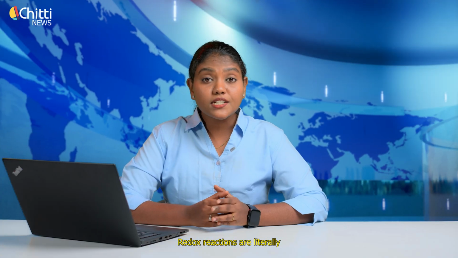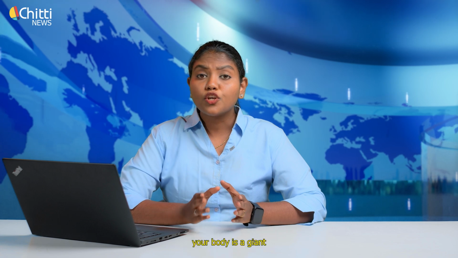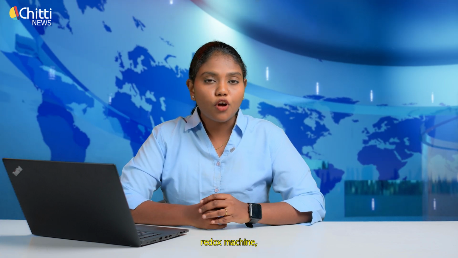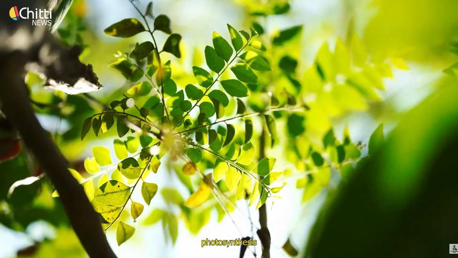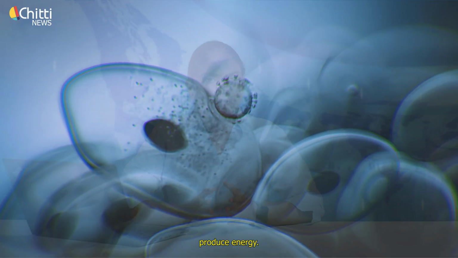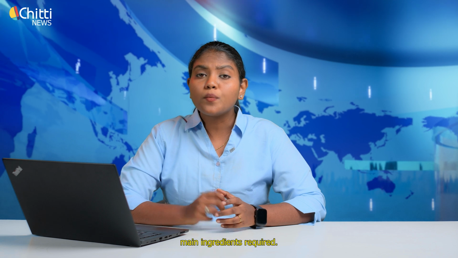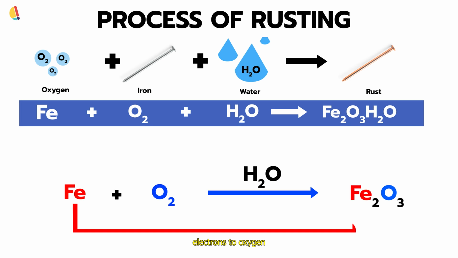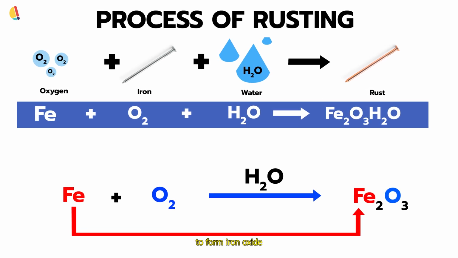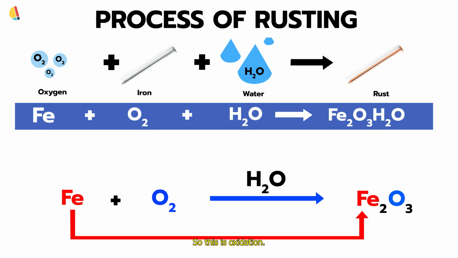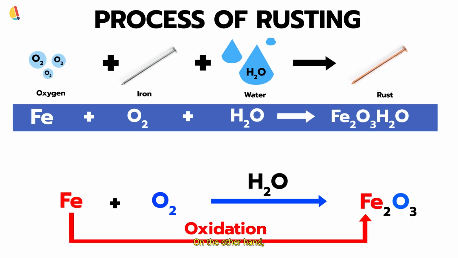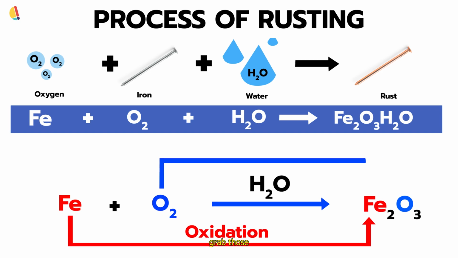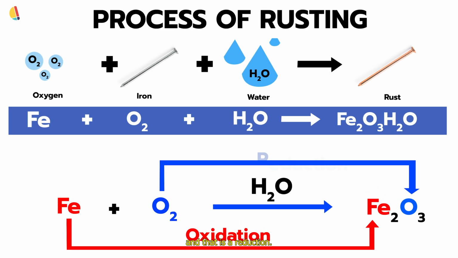Redox reactions are literally the engine of life. In fact, your body is a giant walking, talking redox machine. Breathing, photosynthesis, and even the way your cells produce energy, all powered by controlled electron transfers. But for rusting, there are basically two main ingredients required: oxygen and water. Iron loses electrons to oxygen to form iron oxide, that is basically rust. So this is oxidation. On the other hand, oxygen atoms grab those electrons from iron, and that is reduction.